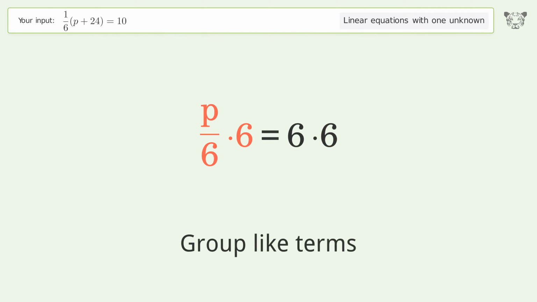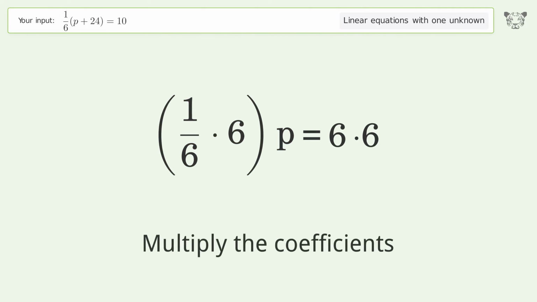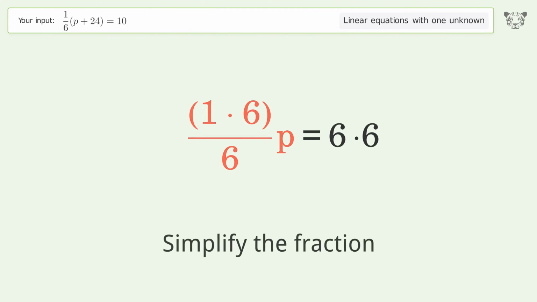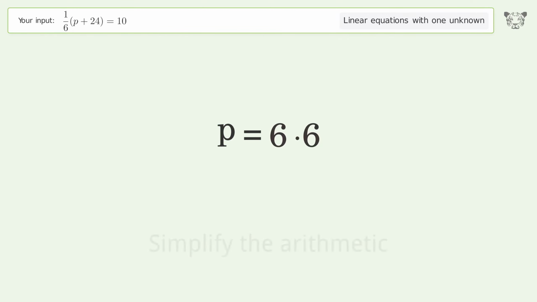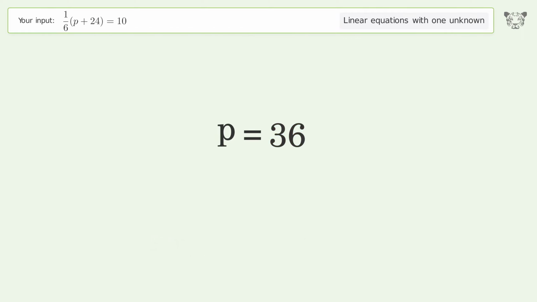Group like terms. Multiply the coefficients. Simplify the fraction. Simplify the arithmetic. And so the final result is p equals 36.